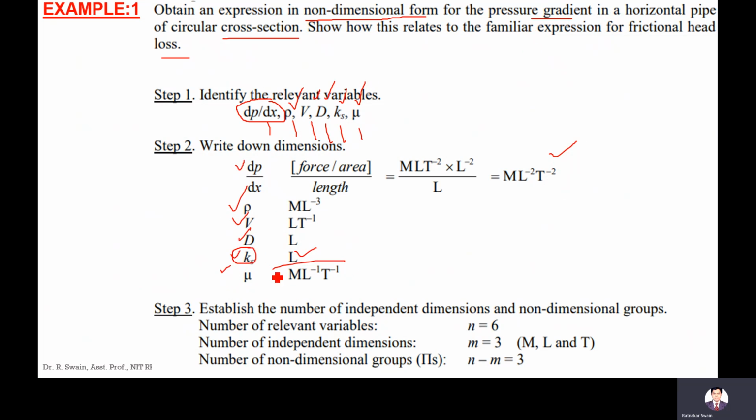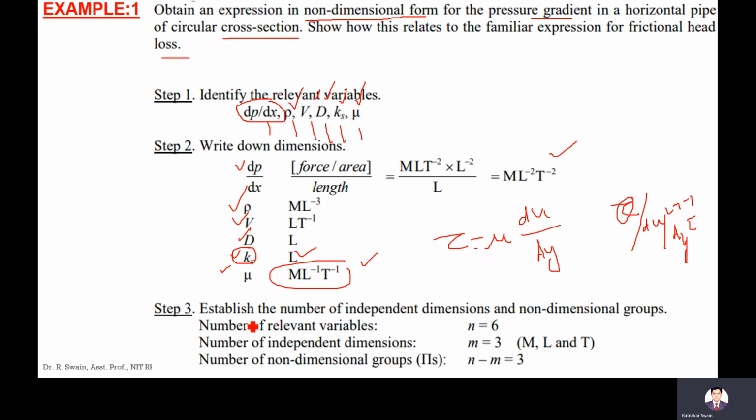For mu, tau equals mu into du by dy, that we know. So mu will be tau divided by du by dy. Tau is nothing but pressure unit. Pressure unit is M L minus 1 T minus 2, divided by L T minus 1 divided by L. So it will be T. So it will be M L minus 1 T minus 1.